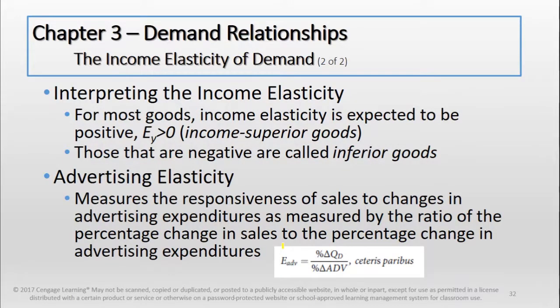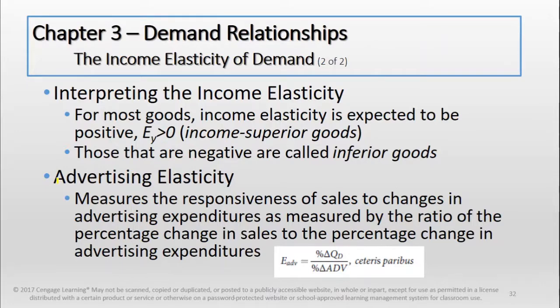So, kani siya interpreting the income elasticity. For most goods, income elasticity is expected to be positive, meaning your elasticity of demand sa income elasticity is greater than 0. So, muna siyang tawag na normal good. So, those that are negative are called inferior goods.